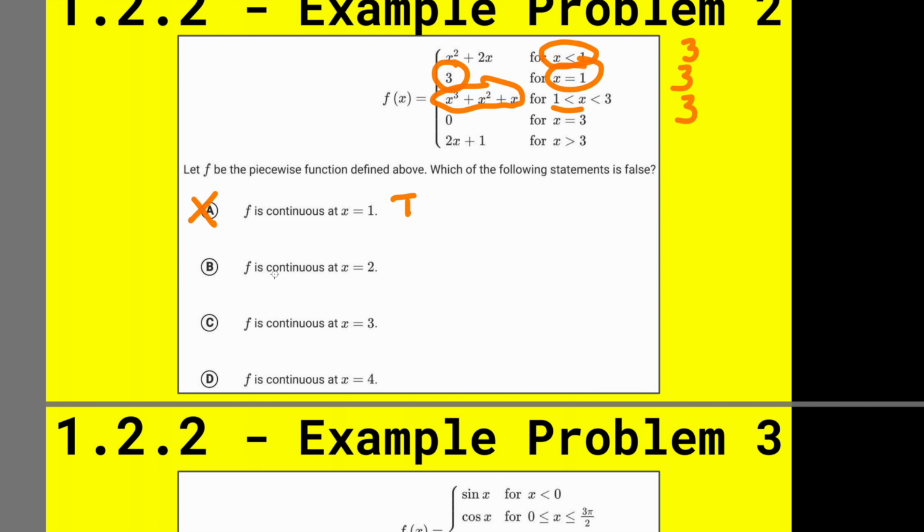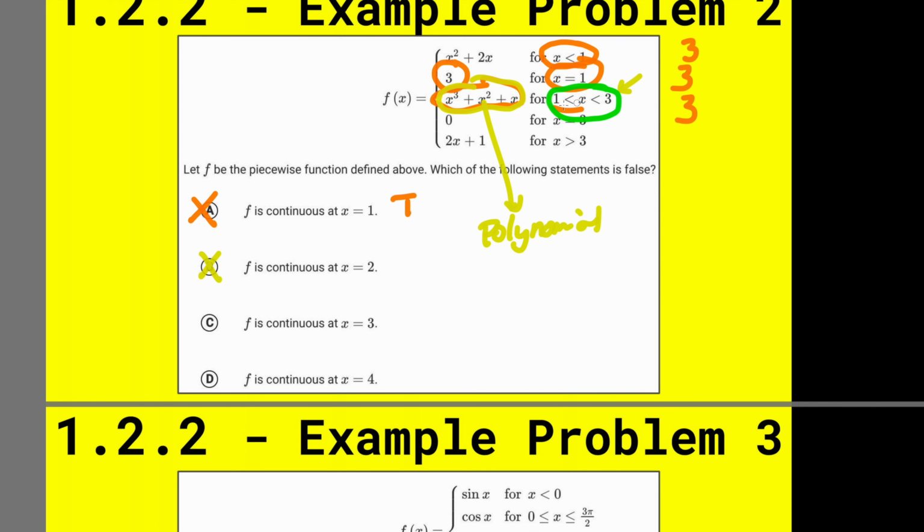Okay, 2. At 2, we're going to be using this piece right here, and if you plug 2 into this, that is definitely continuous because it's a polynomial. I'm going to write that down. That's a polynomial at x equals 2. Because it's that x to the third plus x squared plus x. So it is continuous because all polynomials are continuous. And 2 is between 1 and 3, so that's why we know to use that piece. So either way, it's continuous, and we're looking for the one that's false.